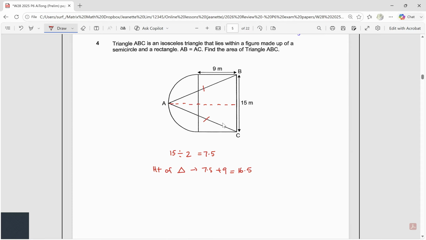Area of triangle ABC, half times base times height. So half times 15 times 16.5. Okay, so the answer is 123.75.